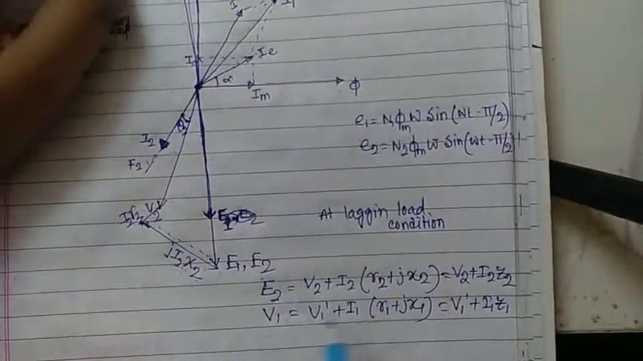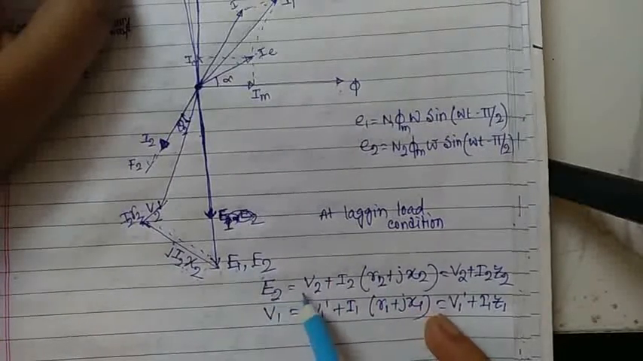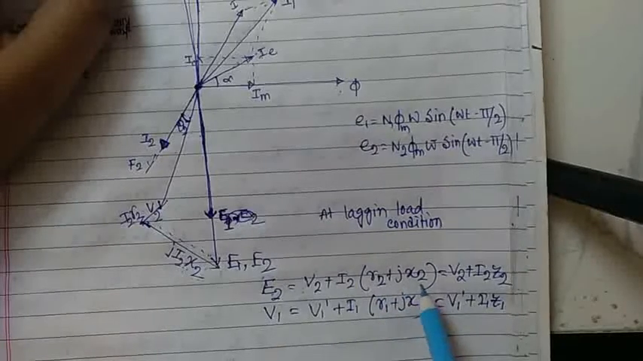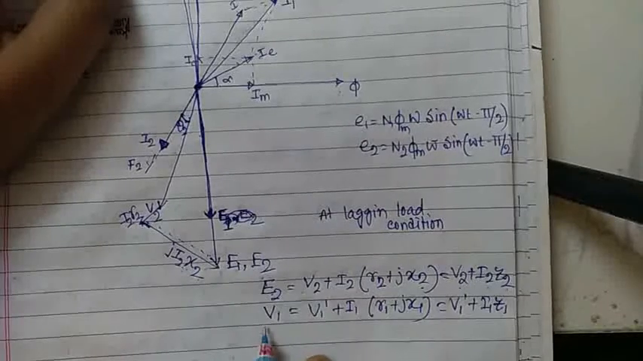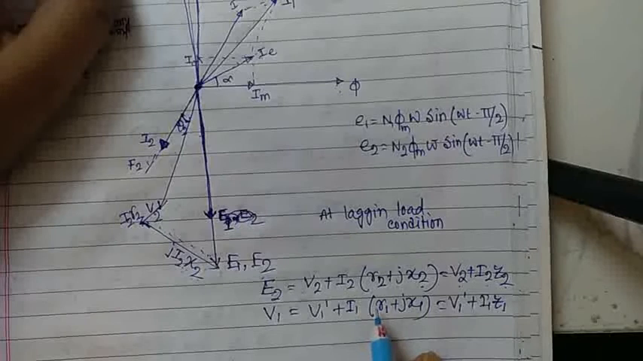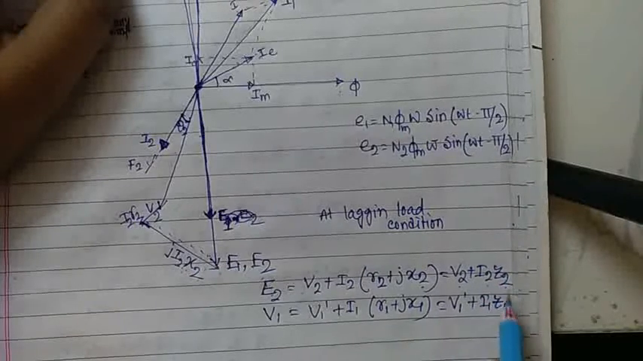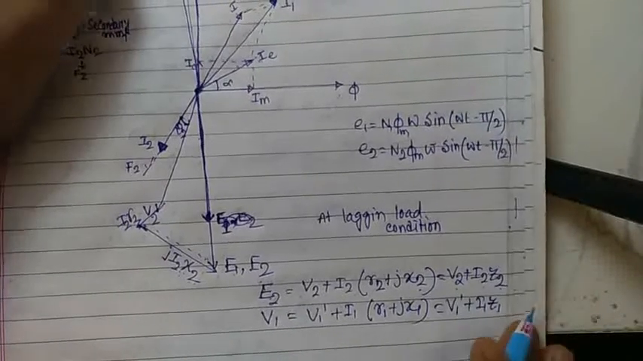From this phasor diagram, we write that E2 equals V2 plus I2 R2 plus jX2, that is V2 plus I2 Z2. Similarly, the source voltage V1 equals V1 dash plus I1 R1 plus jX1, equal to V1 dash plus I1 Z1. Here Z1 and Z2 are the leakage impedances of the primary and secondary windings.